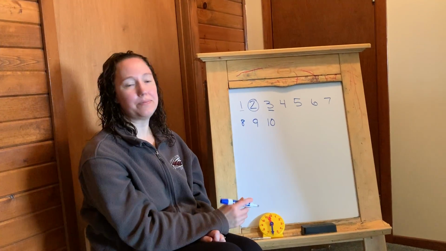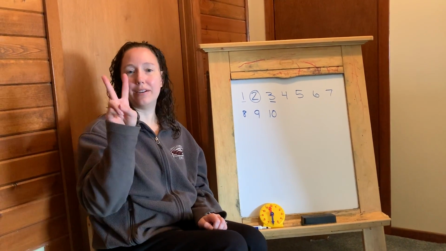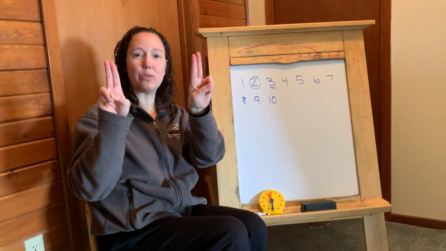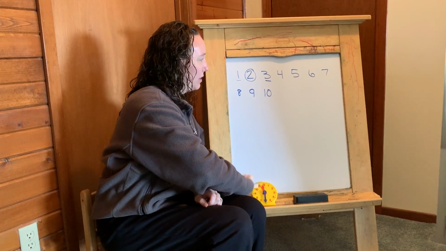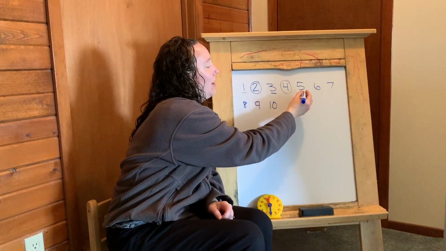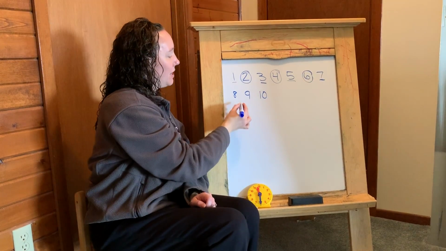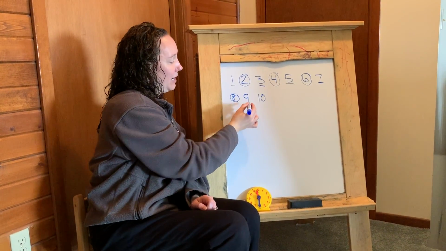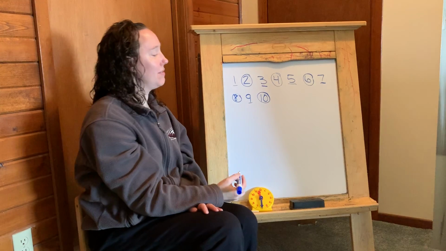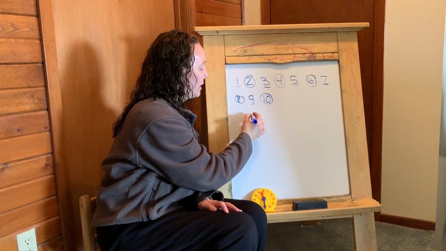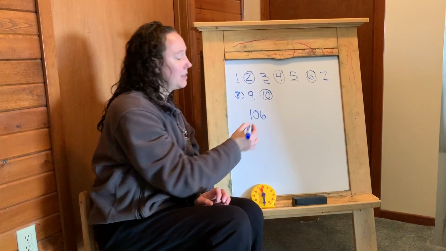How about 4? We have 2 and 2. Everybody has a friend. They're matched up. So that makes it an even number. So this one's even. 5 would be odd. 6 would be even. 7 would be odd. 8 would be even. 9 would be odd. 10 would be even.